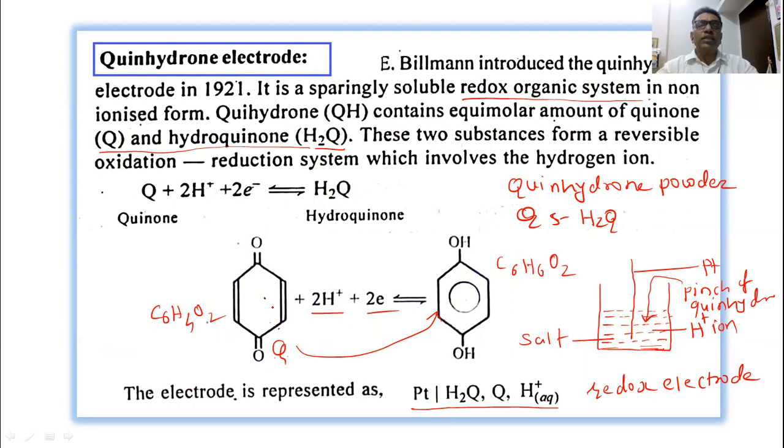Thus this organic system contains an equimolar amount of quinone and hydroquinone. This system has quinone as well as hydroquinone. So in the representation of the electrode, we have to write both hydroquinone and quinone in contact with the hydrogen ion solution. This is the reaction belonging to this electrode. So this is a quinhydron electrode, and the electrode is represented in this way.